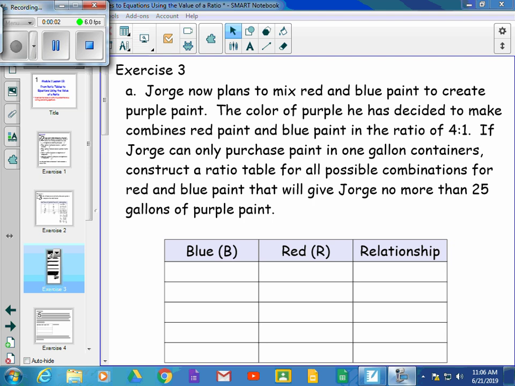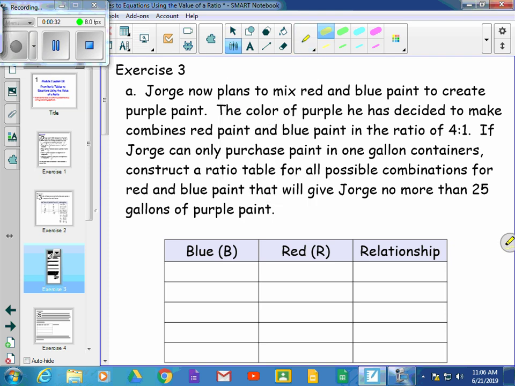Let's look at exercise 3. Jorge now plans to mix red and blue paint to create purple paint. The color of purple paint he has decided to make combines red paint and blue paint in the ratio of 4:1. If Jorge can only purchase paint in 1-gallon containers, construct a ratio table for all possible combinations for red and blue paint that will give Jorge no more than 25 gallons of purple paint.